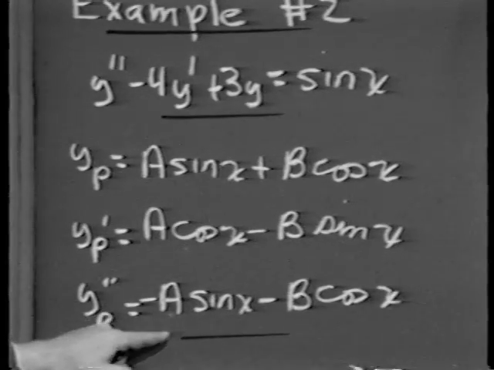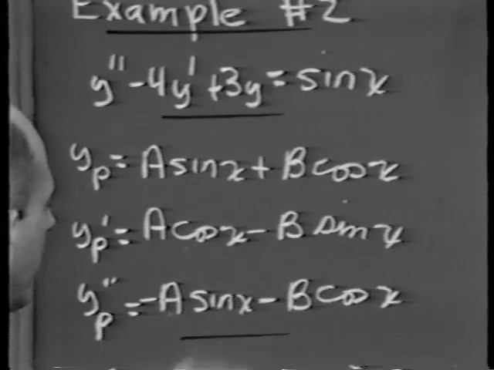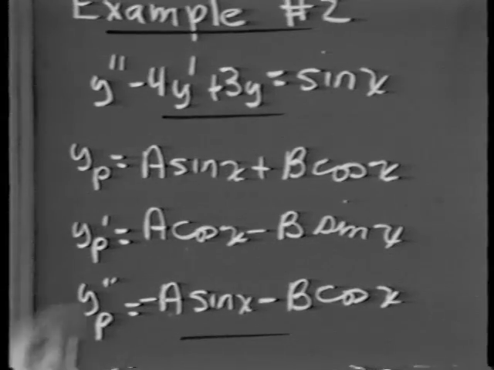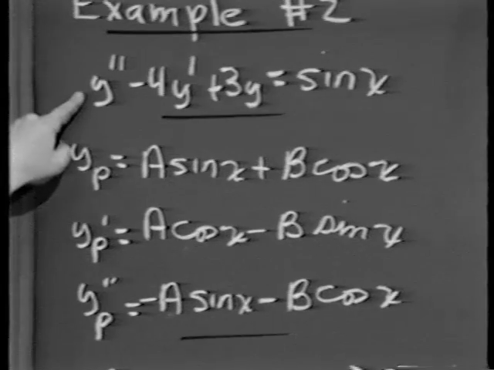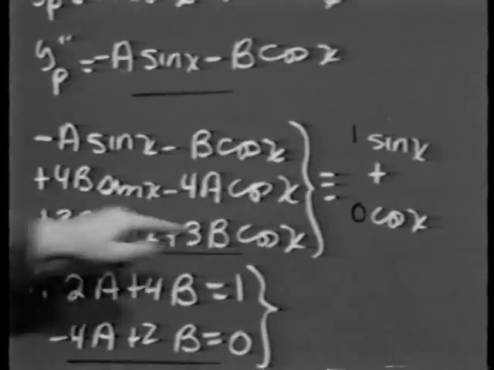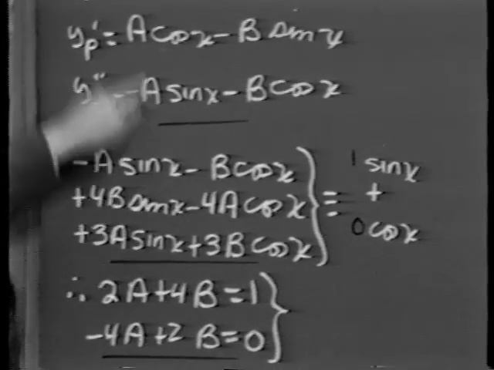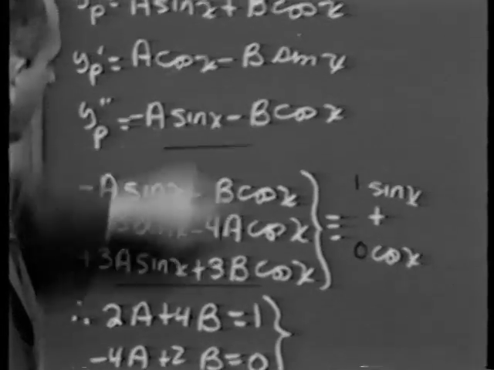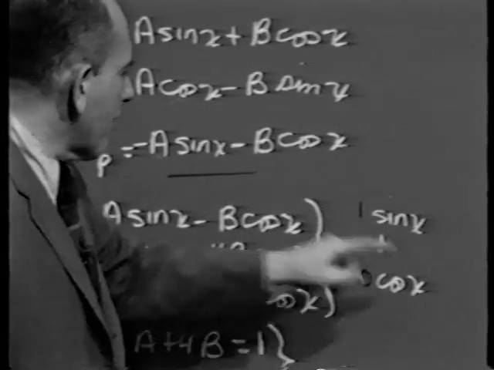Now, if we make this trial, if we replace y double prime by minus a sine x minus b cosine x, and y prime by a cosine x minus b sine x, and y by a sine x plus b cosine x, this equation then reads what? Minus a sine x minus b cosine x plus, you see, minus this term, plus 4b sine x minus 4a cosine x, plus 3a sine x plus 3b cosine x, and that must equal 1 sine x plus 0 cosine x.